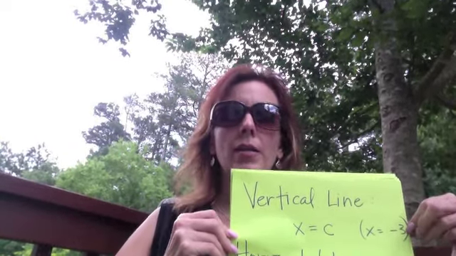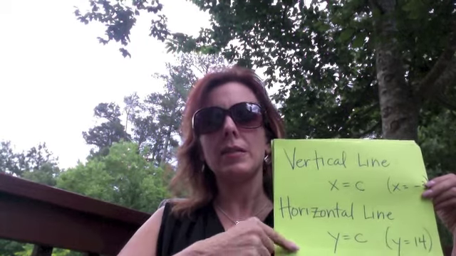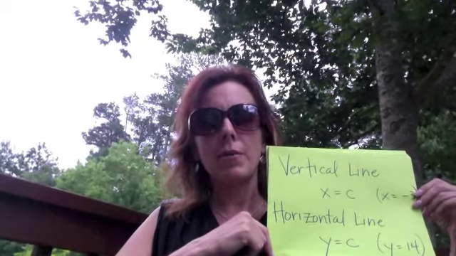Now likewise, horizontal lines, y equals c, y is equal to any constant, they're going to pass through the y-axis at some value c. And that c, again, can be anything, any real value, positive, negative, fraction, decimal, you name it. If it is a real number, then we have a horizontal line.